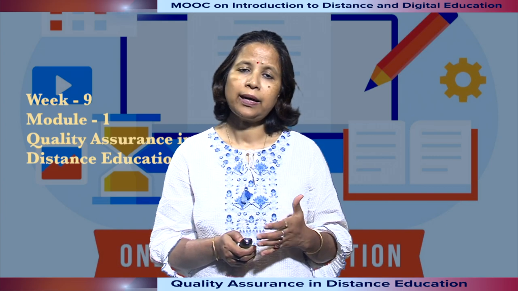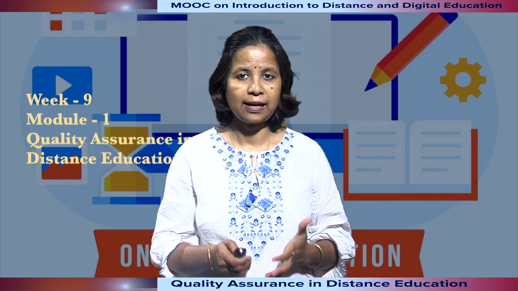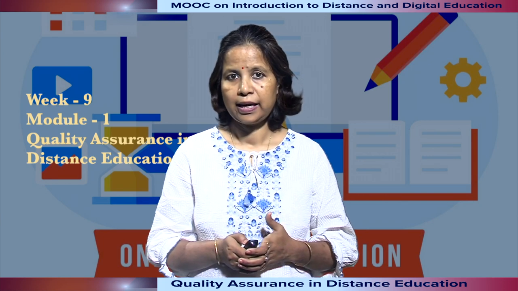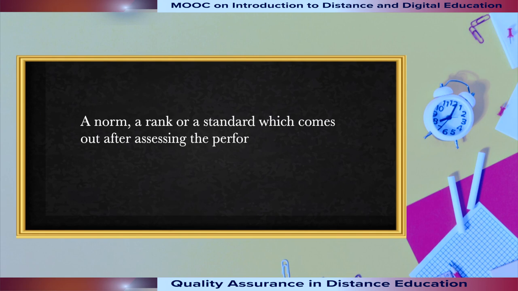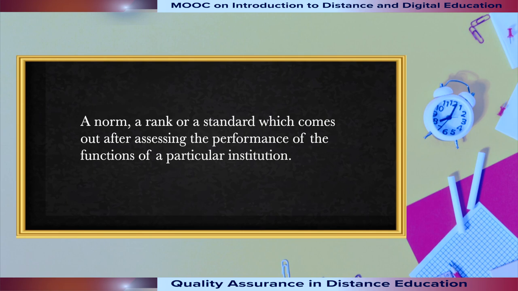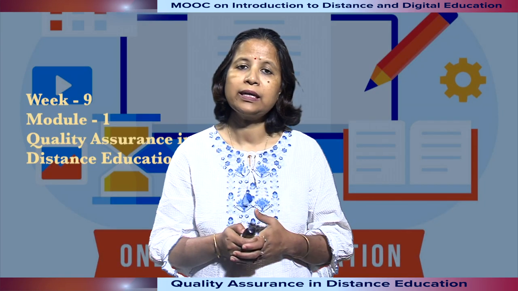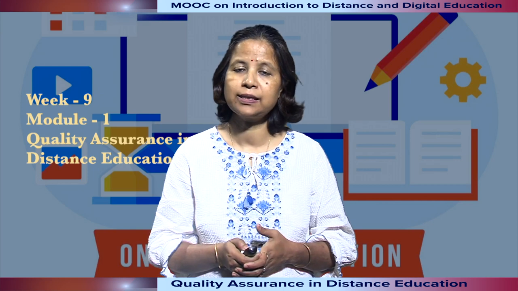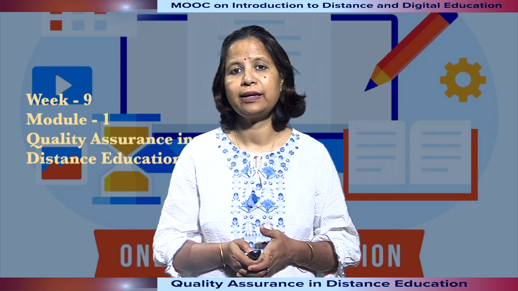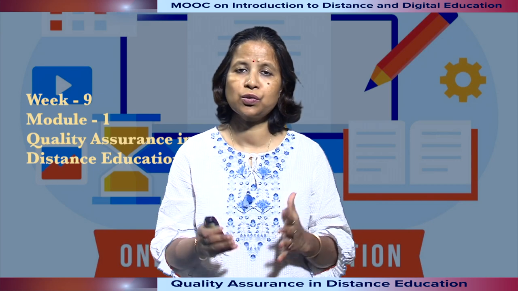Quality actually indicates the degree of excellence of particular things. It may be a norm, a rank, or a standard which comes out after assessing the performance of the functions of a particular institution. Quality assurance is a development mechanism that is designed to maintain and enhance institutional effectiveness as a whole.